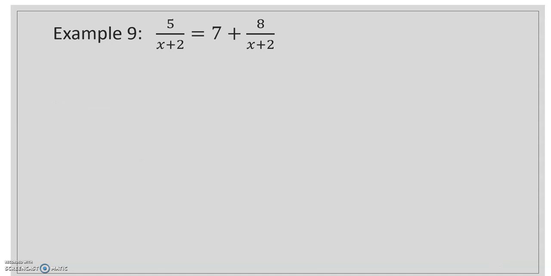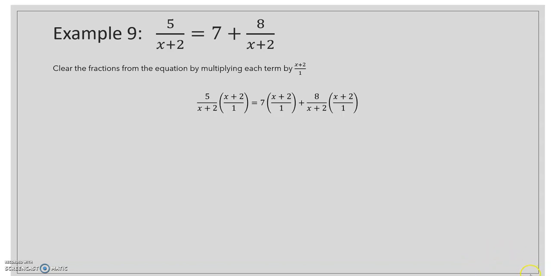Example 9, we have an equation to solve with fractions. 5 over x plus 2 equals 7 plus 8 over x plus 2. Clear the fractions from the equation by multiplying each term by x plus 2 over 1. Simplifying, we get 5 equals 7x plus 14 plus 8. No fractions. Combining like terms, 5 equals 7x plus 22. Subtract 22 from both sides. 7x equals negative 17. Divide by 7. X equals negative 17 over 7.